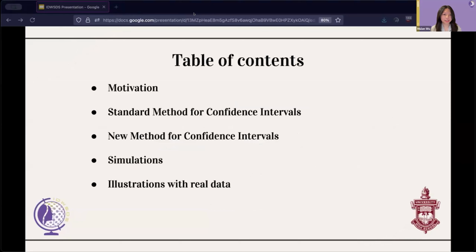So here's my table of contents. We'll begin with the motivation behind this method, and then the details for both the standard and the new method, some simulations, and then lastly, illustrations with real data.